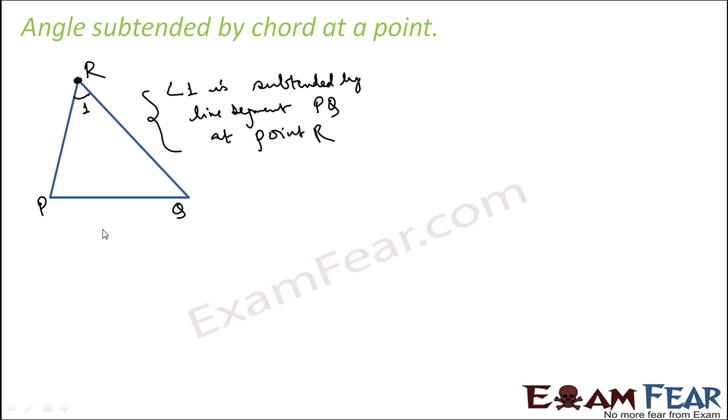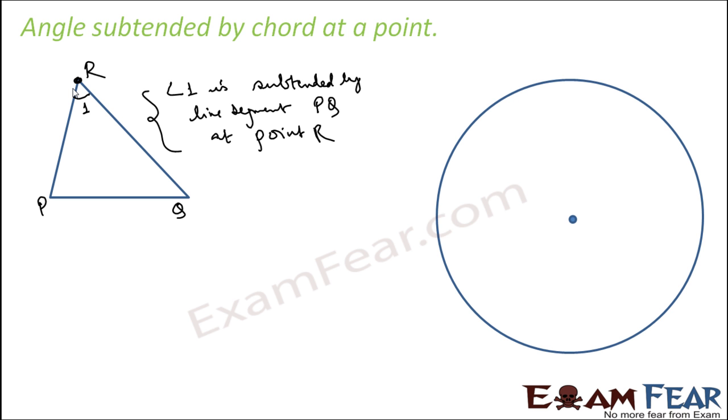Okay, that is the concept of angle subtended by any line. Angle subtended by PQ at a point R. Please spend some time to understand this concept. When you say angle subtended by a line, in this example I can say that angle 1 is subtended by line PQ at point R. So let's do the same thing in a circle.